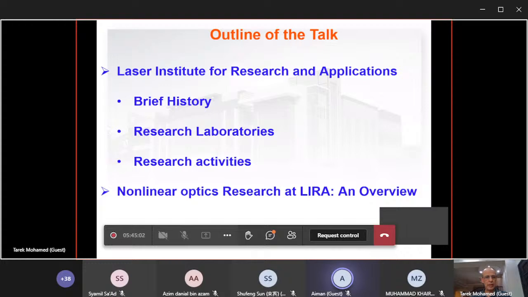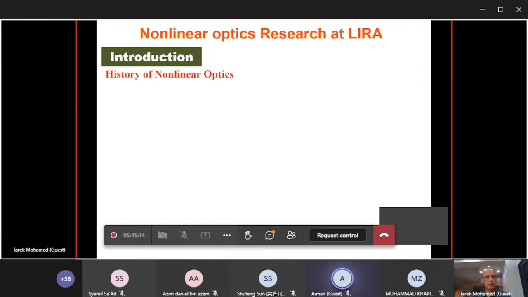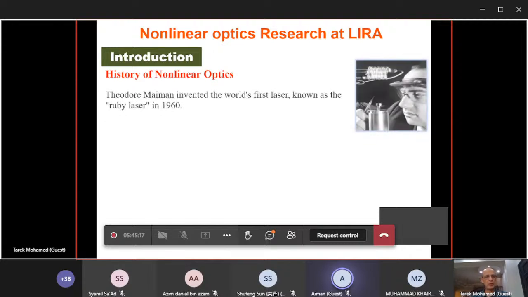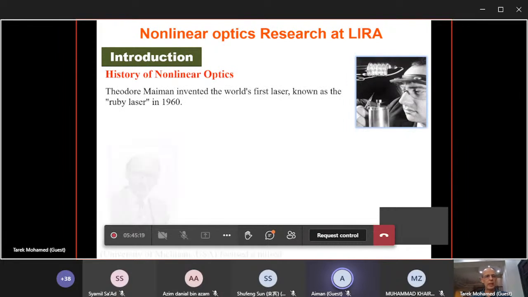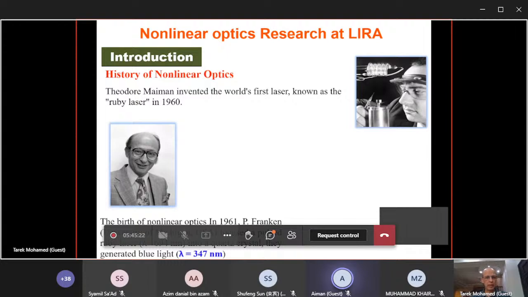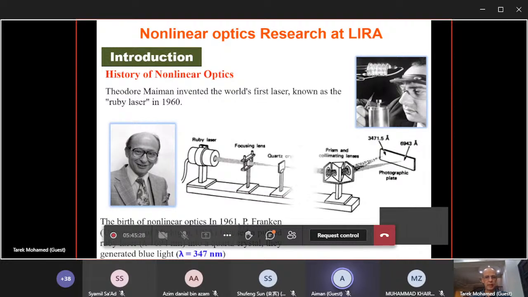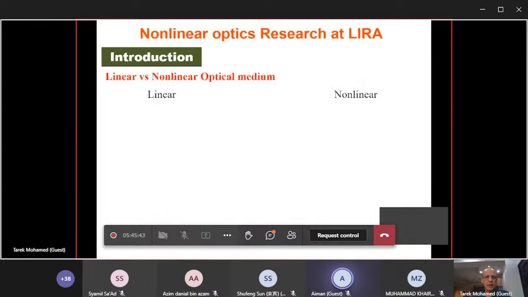Now I go to the second part. I will give a little more detail about one of these research activities, called nonlinear optics research. Maybe most of you know the history of nonlinear optics started after the laser, with Franken from the University of Michigan, who sent a ruby laser through a quartz crystal and observed two wavelengths, the ruby wavelength and another wavelength, 347. The field of nonlinear optics starts from that time.